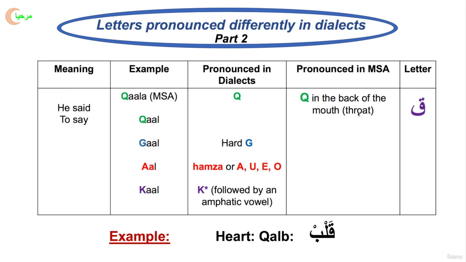Now this letter here is pronounced qaf, q sound in Modern Standard Arabic or Formal Arabic. However, in dialect, it could be pronounced the same way as in Formal Arabic, which is q sound, but it could also be pronounced as a hard G, which is like g as in guys, and that's like, for example, in the Gulf countries.